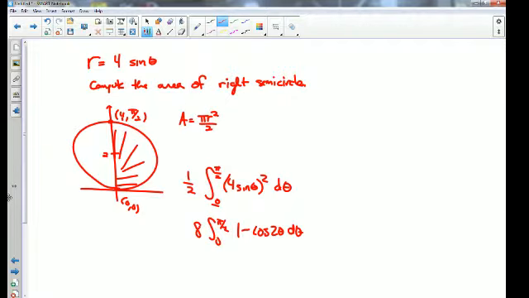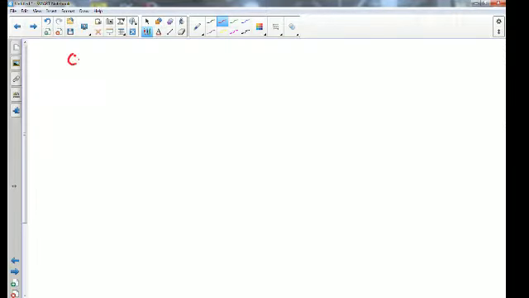All right, moving on. Let us calculate the area of one petal, r equals sine 3 theta.